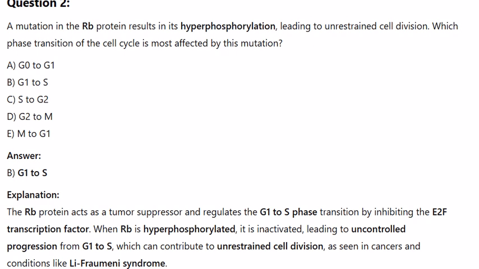Explanation. The RB protein acts as a tumor suppressor and regulates the G1 to S phase transition by inhibiting the E2F transcription factor. When RB is hyperphosphorylated, it is inactivated, leading to uncontrolled progression from G1 to S, which can contribute to unrestrained cell division, as seen in cancers and conditions like Li-Fraumeni syndrome.